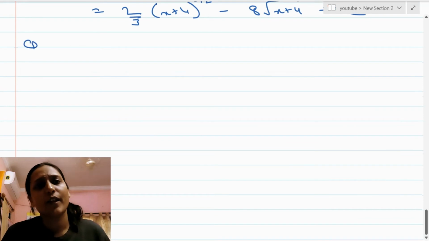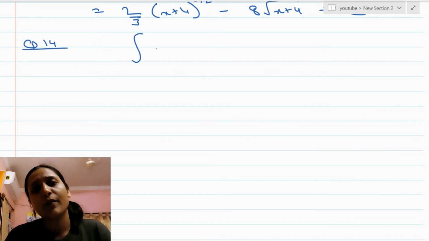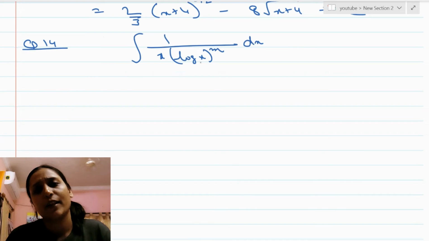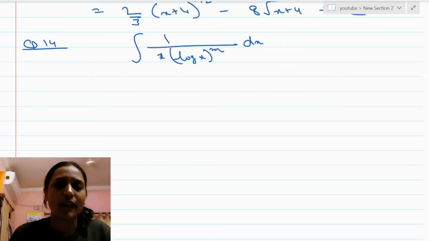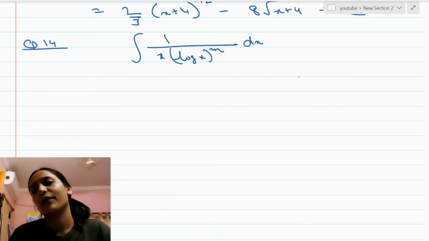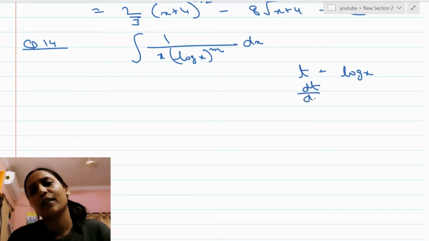Now I'm going to move ahead to the next important question, question number 14. Question number 14 is integral of 1 by x log x to the power m dx. So over here as well, we know that derivative of log x is 1 by x. So this is nothing but f of x times f dash x. So we can take t is equal to log x, then dt by dx would be equal to 1 by x. So dt would be equal to dx by x.